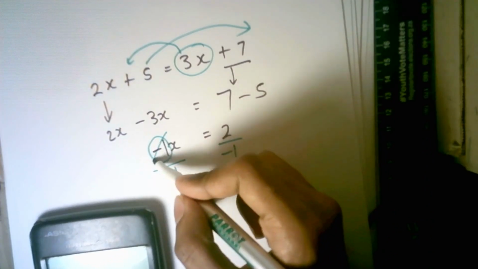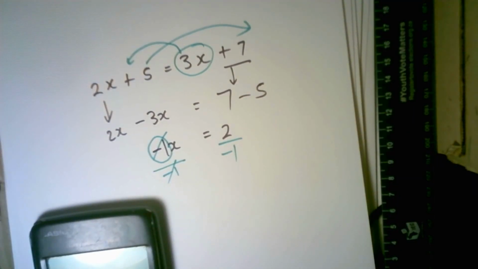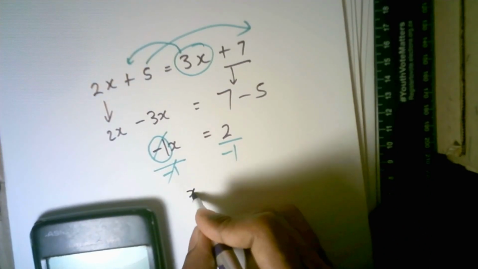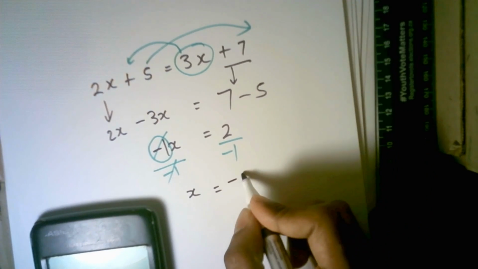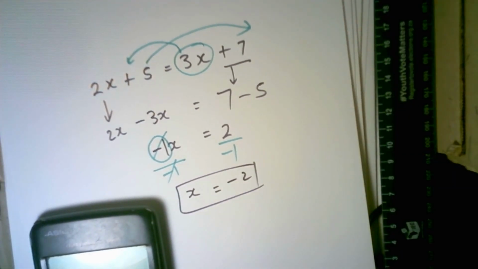So negative 1 divided by negative 1. Remember, negative divided by negative is a positive. I'm left with positive 1x, or just simply x, is equal to 2 divided by negative 1, which is negative 2. And that is my final answer.